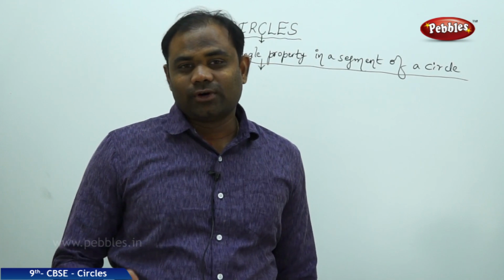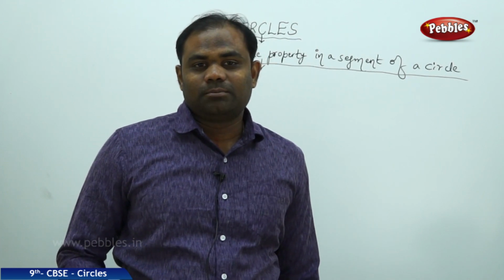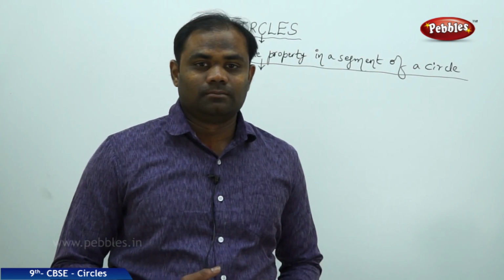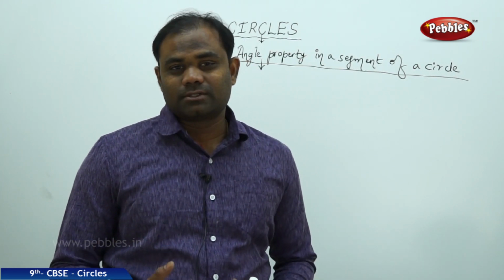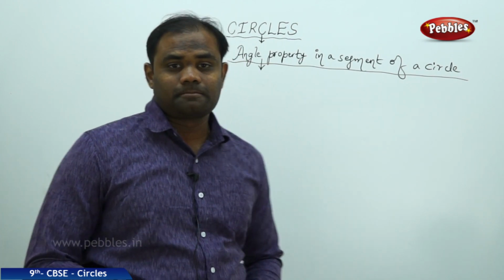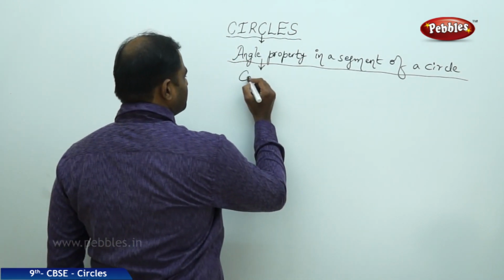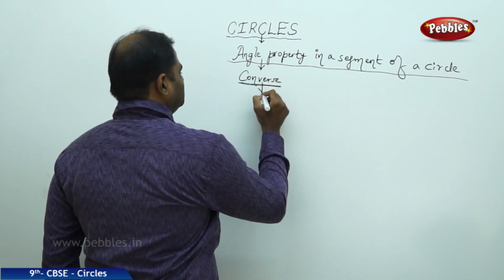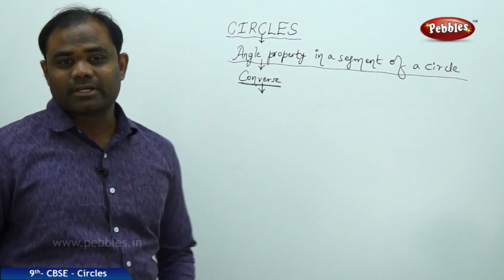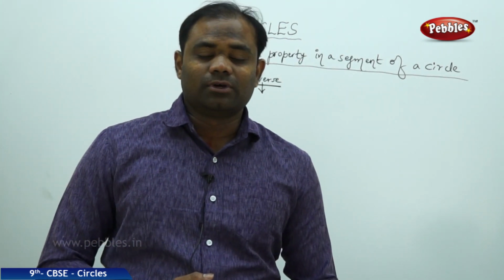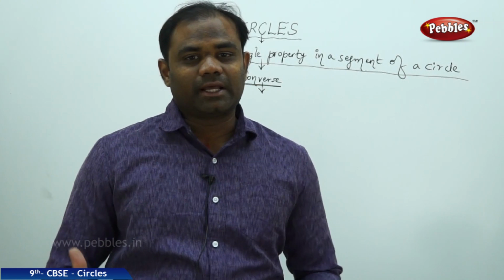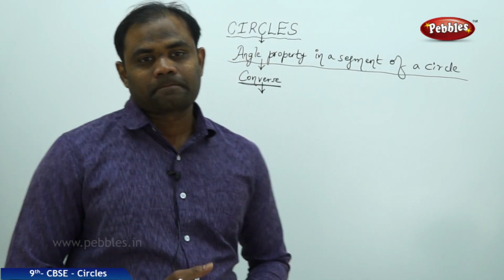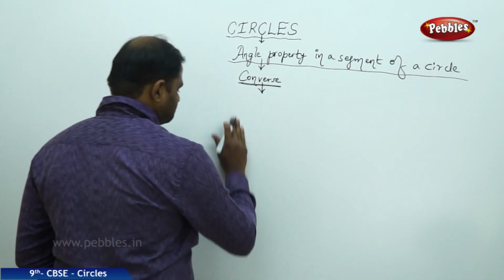Now let's see the converse of the previous session, the property which says angles in the same segment are always equal. This session is about the converse of the stated property. The converse is very interesting because I can prove that I can draw a circle with the same segment property.